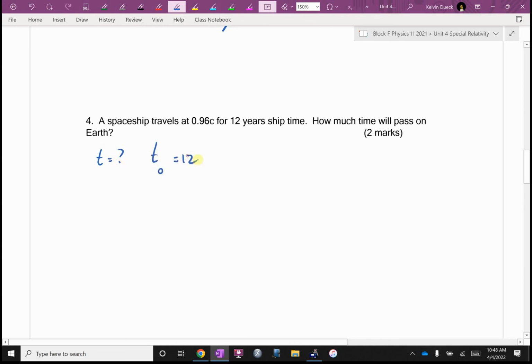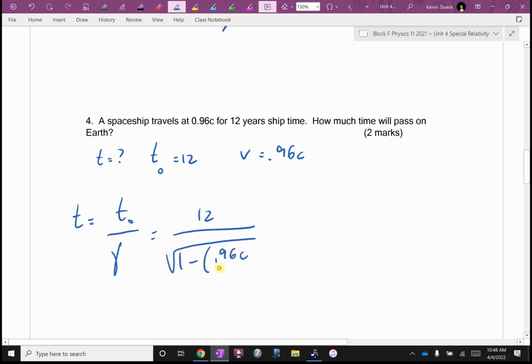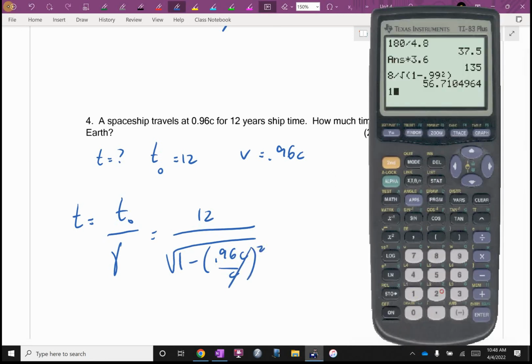Time on board the spaceship is 12. V is 0.96c. T is going to be t0 over the square root function. It's going to be 12 divided by the square root of 1 minus 0.96c over c all squared. It's going to be 12 divided by the square root of 1 minus 0.96. Don't forget the squared, Mr. Dewick. Y'all get 42.9? Yeah?